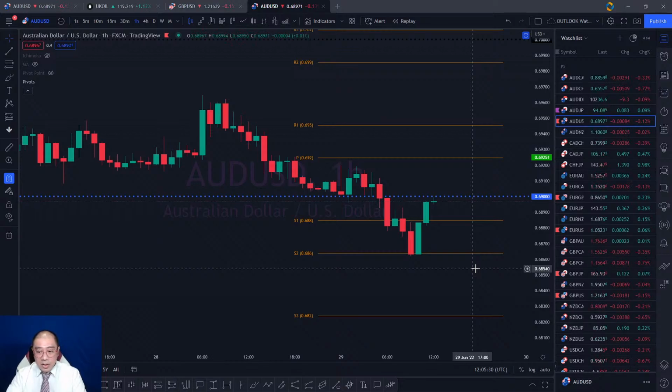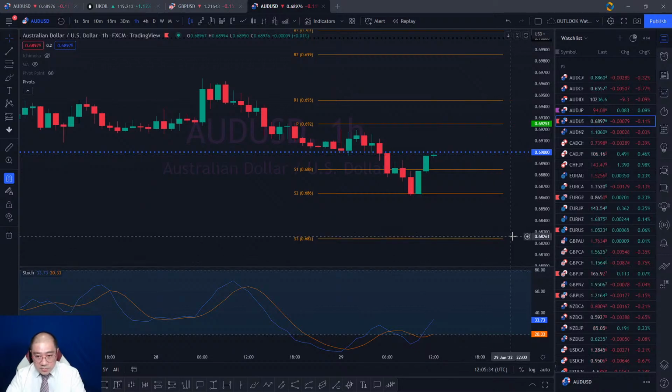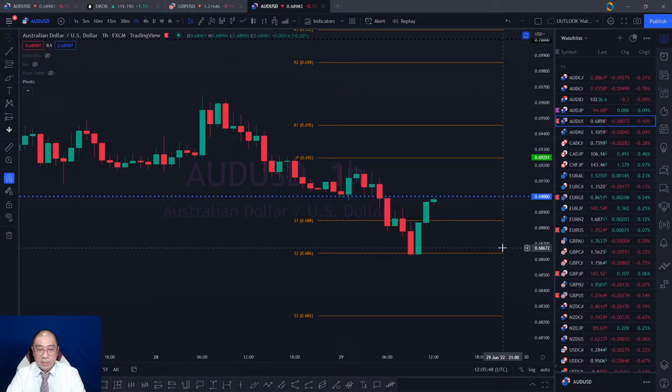But let me just bring out the stochastics. This one just came off the oversold region. Is there a slight divergence in there? Yes and no, but I want you to focus on the momentum right now. This is pointing to the upside.